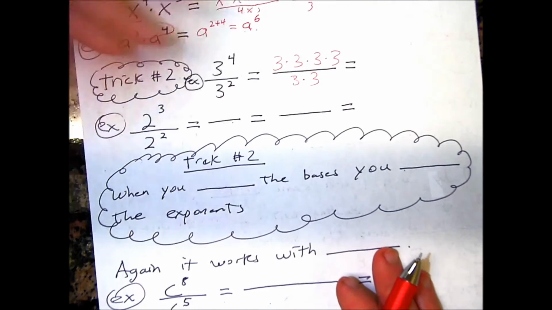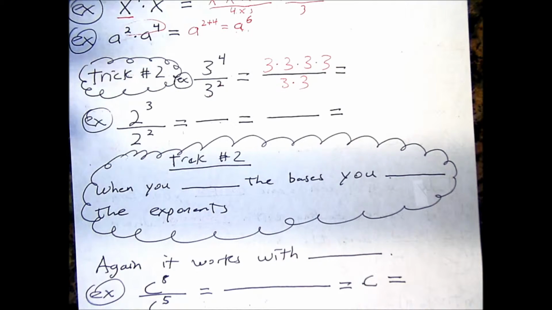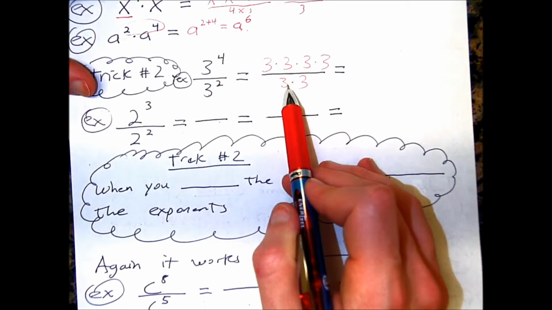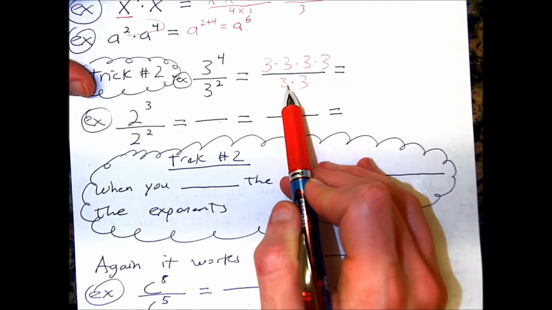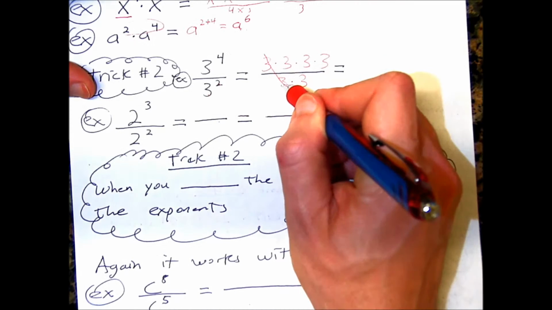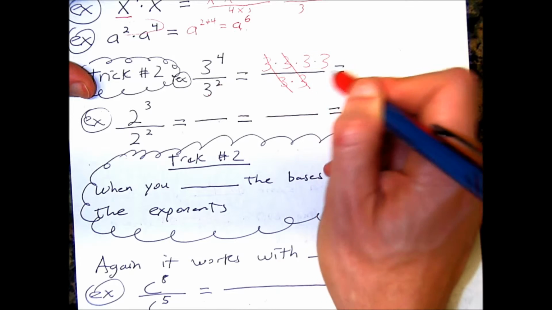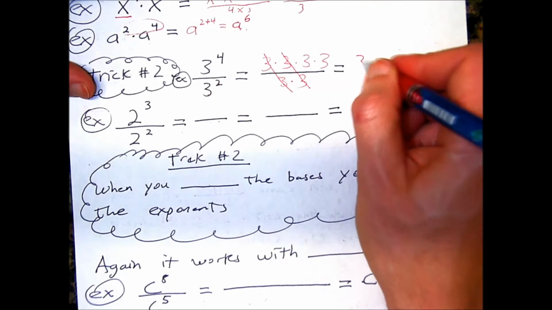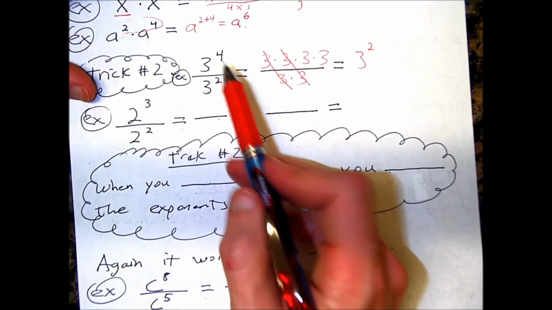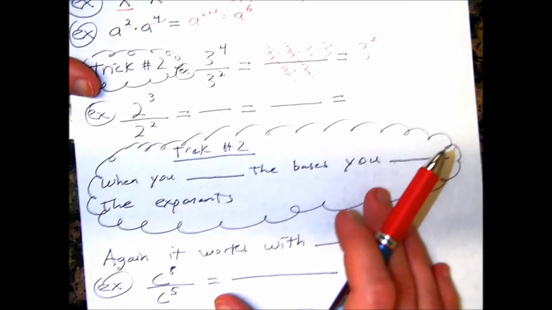Well, I could do the multiplication and everything and then work it all out, but you guys should kind of know that if I have something on the top and I have the same thing on the bottom of a fraction, they cancel. So this 3 will cancel with that 3. And then this 3 can cancel with that 3. So how many 3's do I have left on the top? I have 2. So it's 3 to the 2. Well, guess what? 4 minus 2 is 2. So maybe you can kind of guess what the trick is going to be.